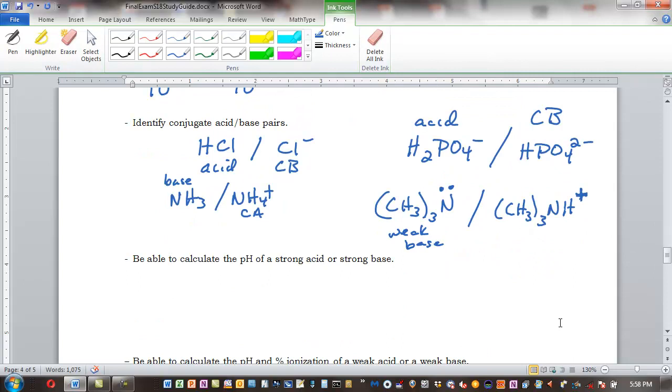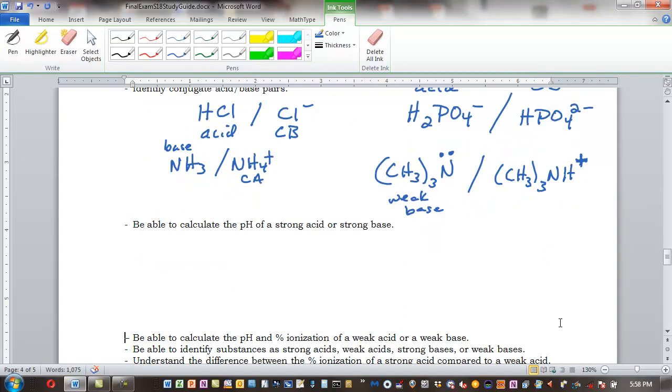All right, finally some pH calculations. pH of a strong acid or strong base. Easy? Okay, so first off, make sure you know your 6 strong acids and your 6 strong bases. Okay, and I should have put that in the study guide. I don't think I wrote that in there. But you do need to know your 6 strong acids, so let's write those.